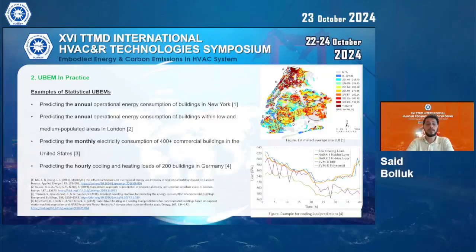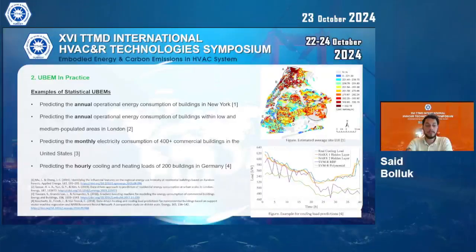I will start with the examples for statistical UBAM. For the first example, Ma and Chang developed a statistical UBAM to analyze the annual operational energy consumption of buildings in New York. For the second one, Gassar analyzed the consumption of buildings within the low and medium populated areas in London. For the third one, Tuzani compared different statistical UBAMs in predicting the monthly energy consumption of more than 400 commercial buildings in the United States.